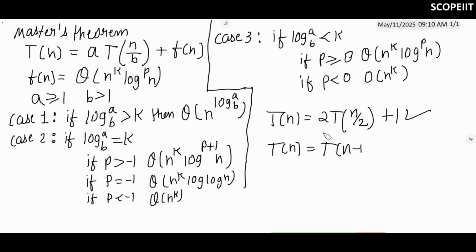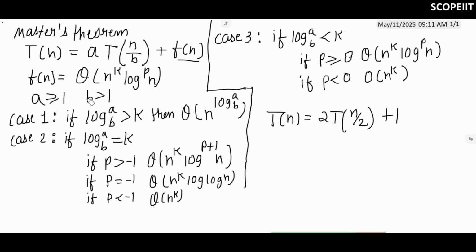So let us apply Master's theorem to this first question. Before applying, let us first understand the algorithm. Here, this is the format: T(n) = aT(n/b) + f(n). Now the most important point is f(n). How to find f(n)? For f(n), this is the formula: theta(n^k log^p n).